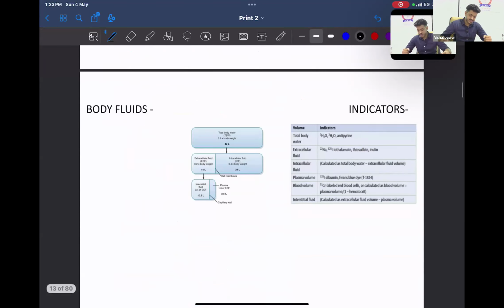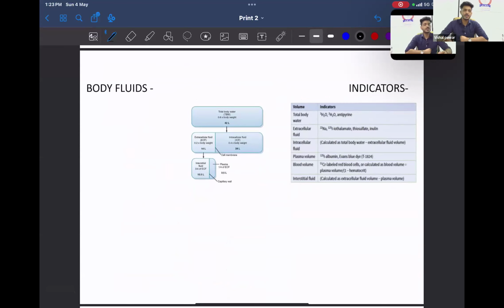So now we are going to discuss the next thing, which is body fluids. What are the body fluids we have? What is the body fluid? Total body fluid is going to be what? Let's say anyone has a weight of 70 kg. So he will have 60% of total body water. That means 42 liters of total body water.